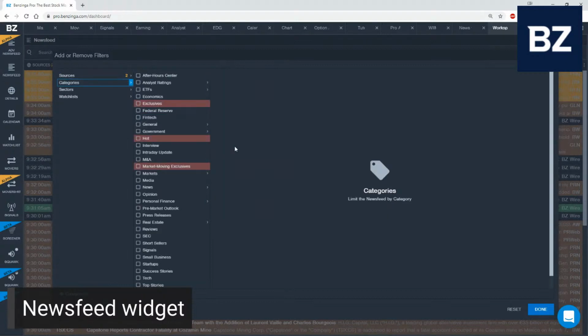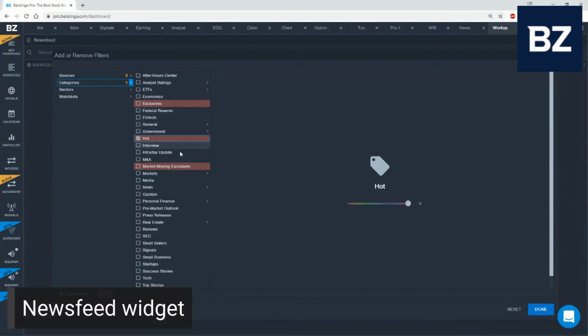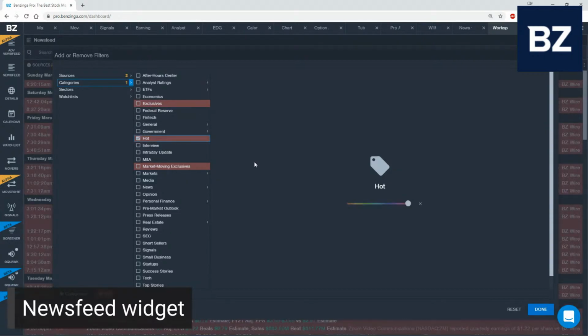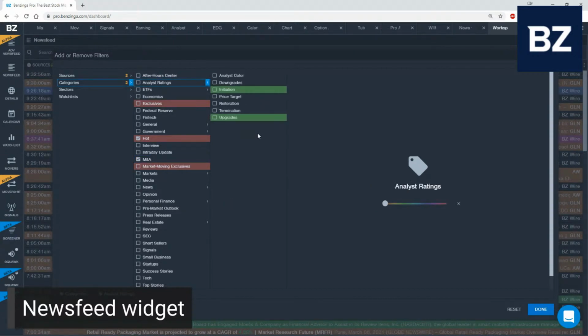So Ryan just clicked on categories, and we can see we have this whole list of different types of categories here. Now, if we have time, we can add a few more. I'm just going to add 4 right now that I know have some good stuff from this morning. Number 1 is hot. It's highlighted in red right there in the middle. These are the biggest news items of the day that can move the entire market. Then underneath hot, you have M&A for mergers and acquisitions. And I kind of skipped over it at the top, but under analyst ratings, I just want to highlight initiations today.